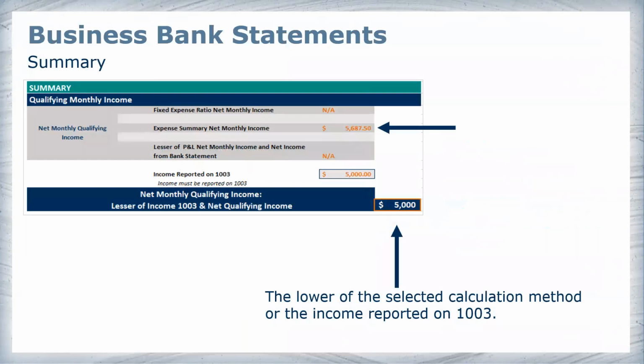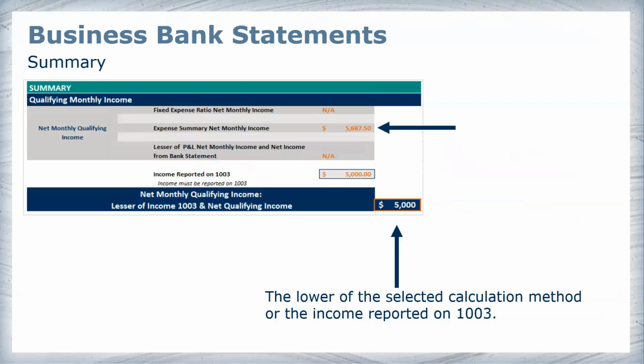Remember, only the method selected in the drop-down will pull to the summary. So whatever method you're using, that is what you'll get on the qualifying monthly income summary. The selected method will be compared to the income that's reported on the 1003, and the lower figure will be used as the net monthly qualifying income. So let me repeat that because it's important to remember when you're taking that application to think about what you're putting down there for your net qualifying income.